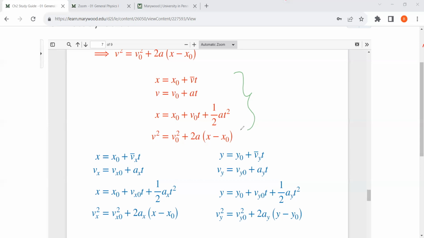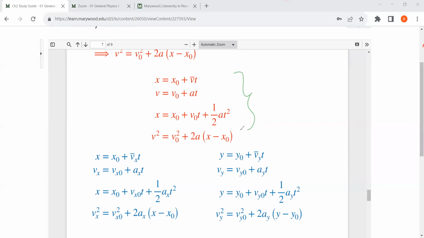what quantity means what. In these four equations, what is x, what is x0, what is v bar? You should understand this. If you understand this, it will be easier to solve any related problem. It's okay if you don't want to understand how I derived it, but it is important to understand which symbol means what.